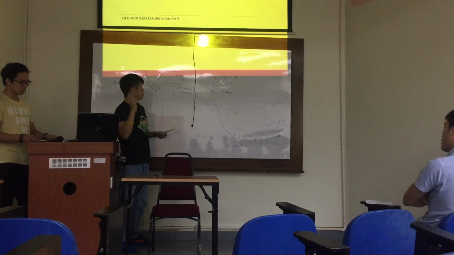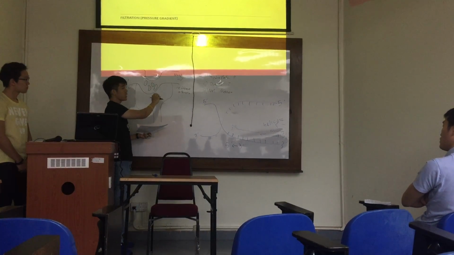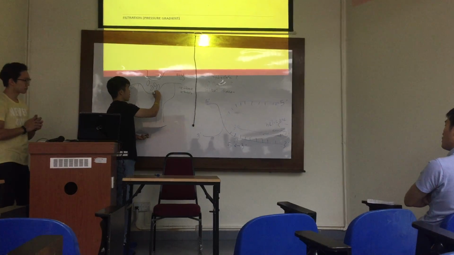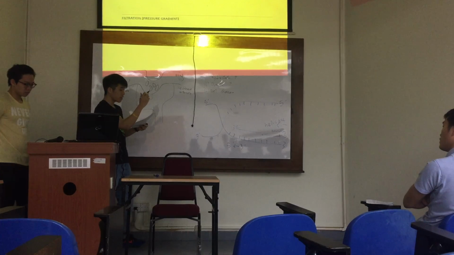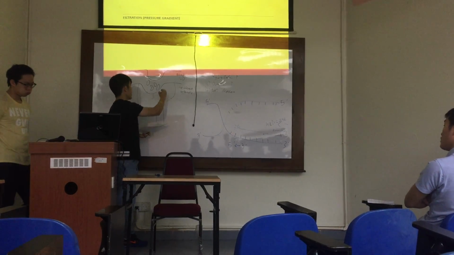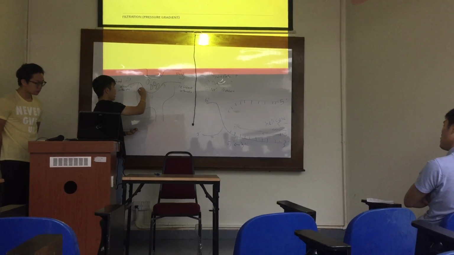There are two hydrostatic pressures. The first one is the hydrostatic pressure of the blood, and the second one is the hydrostatic pressure of the filtrate. And the third one is the oncotic pressure.